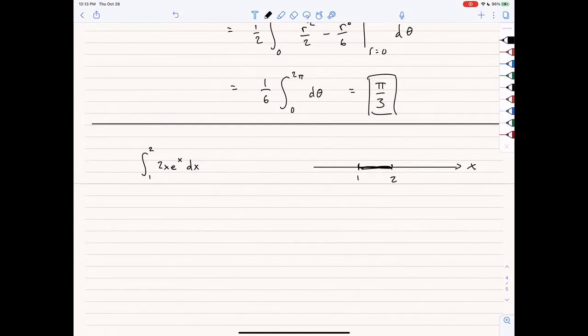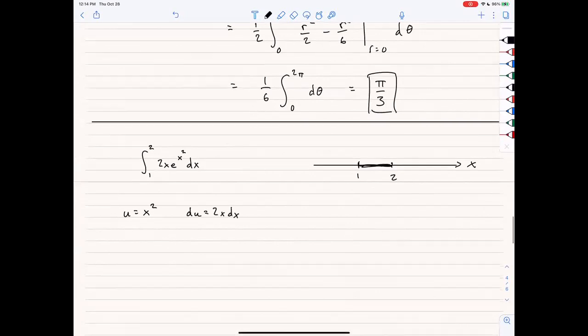Now we all know how to integrate this, right? What do we do to integrate this? It's a very simple integral. What do we do now that I've written it correctly? U substitution. We say, okay, let's let u equal x squared, and let du equal 2x dx.